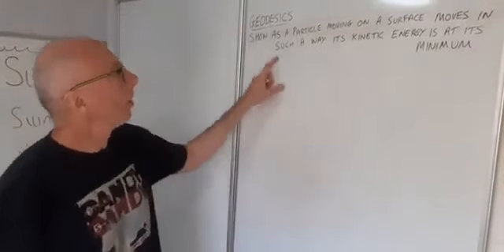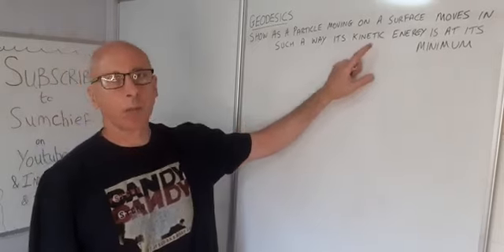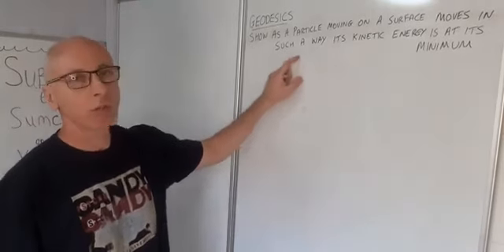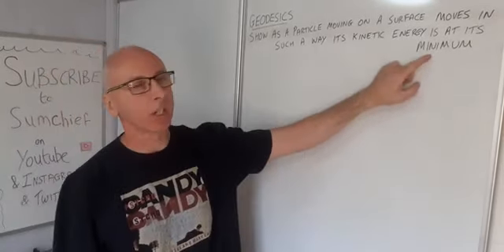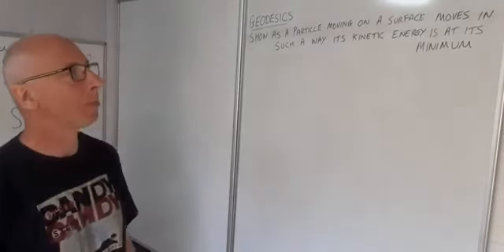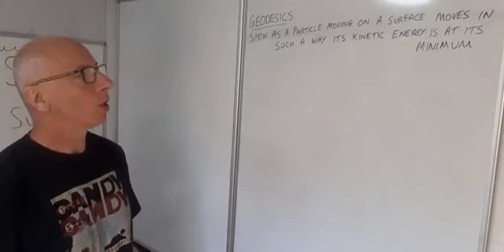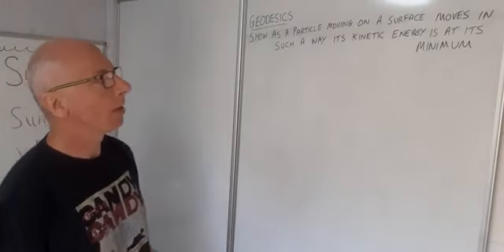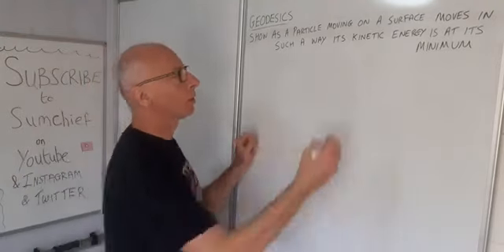Okay, so the question here is, show that as a particle moves along a surface, it moves in such a way that its kinetic energy is at its minimum. So there's a couple of things we need here to start with. We need to set up a couple of variables.